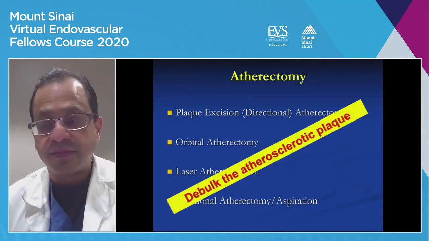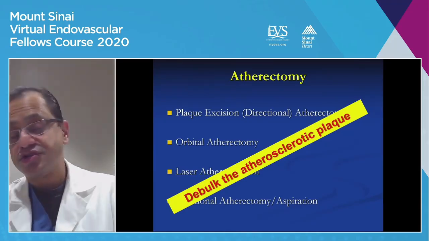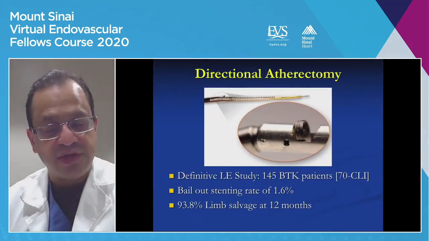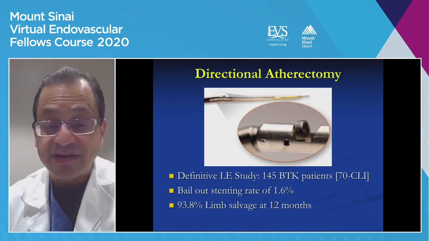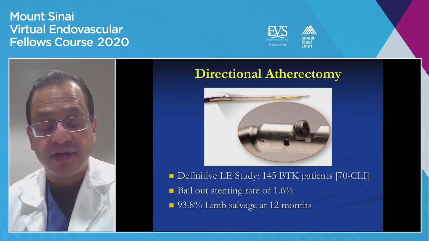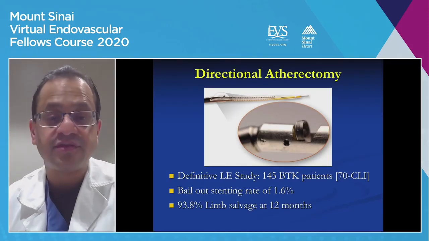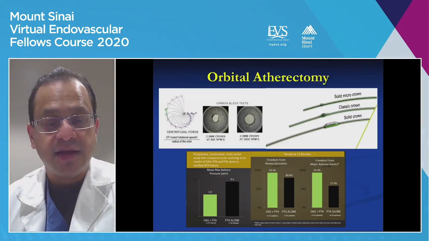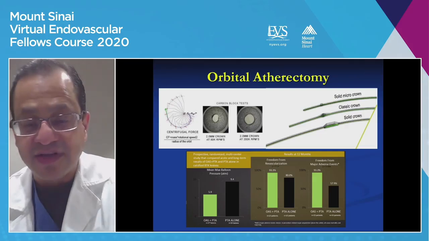The idea is to debulk the plaque, and therefore you achieve better luminal gain. And when you use a DCB in addition to atherectomy, it helps with better drug penetration. With directional atherectomy, you have the definitive LE study where they looked at 145 below the knee patients. The bailout stenting rate is low, and as we've seen with REALITY data, which was recently published, they had good limb salvage rates. Sorry, this is orbital atherectomy. Once again, it reduces the need for repeat revascularization.